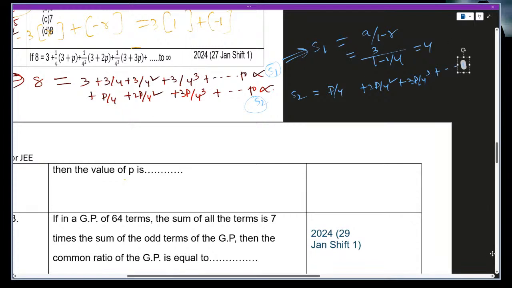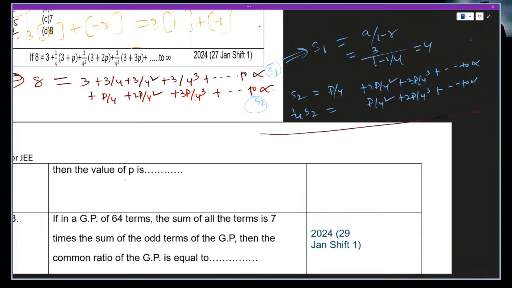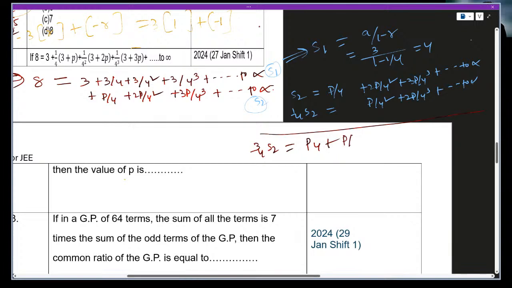This way up to infinity. You multiply by 1 by 4 and start writing from here. P by 4 square, 2p by 4 cube, up to infinity. Okay? Now subtract. So 3 by 4 S2 equals P by 4 plus, what about this thing? P by 4 square, P by 4 cube. This is also infinite GP. What's the sum? P by 3. So S2 is going to be 8p by 9.